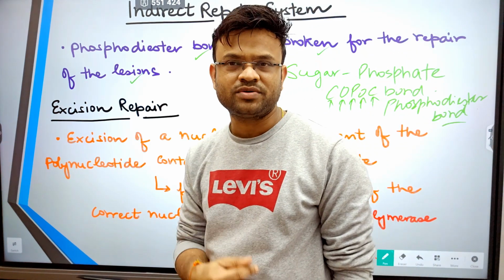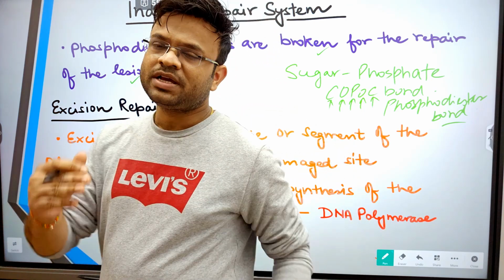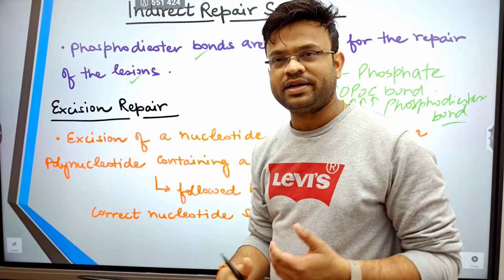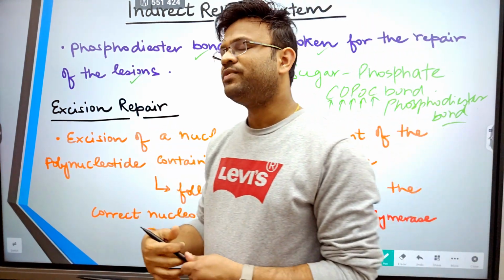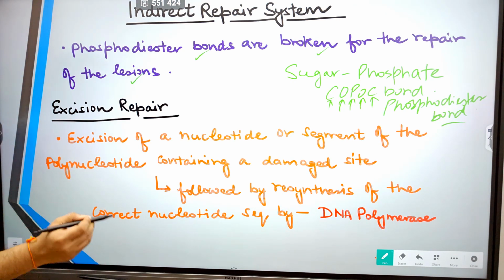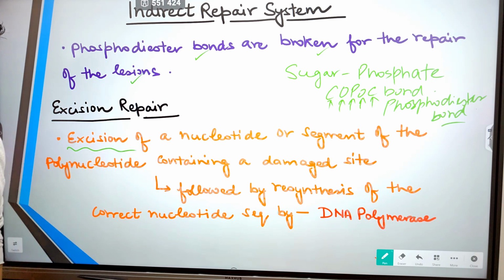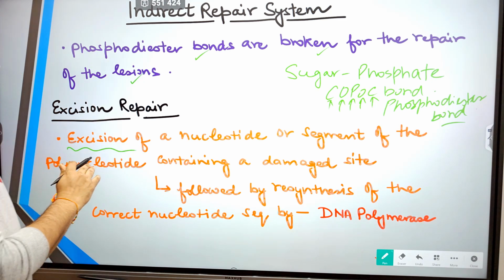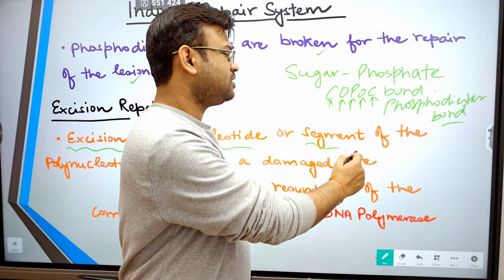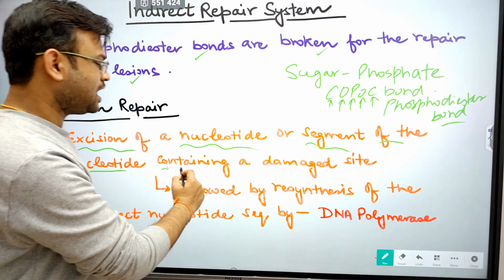This is what I wanted to start from. Now let us talk about excision repair. We will be coming down and filtering up to the base excision repair. Firstly, we have started with what is indirect repair system. Now dealing with excision repair. What do you mean by excision repair? Excision of a nucleotide or segment. Why is it called excision repair? Because we are talking over here about excision of a nucleotide or segment of the polynucleotide containing a damaged site.